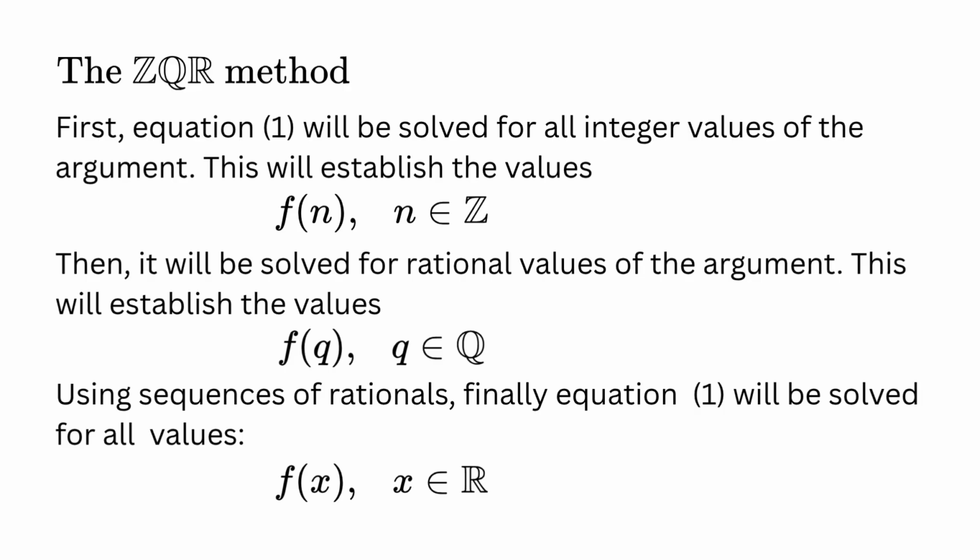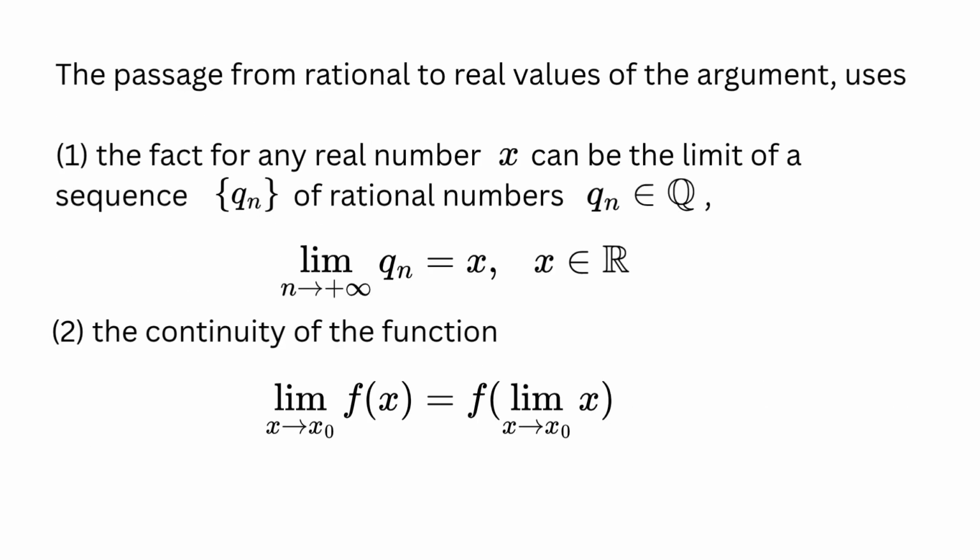As a quick comment, it should be mentioned that Efthimiou called the method NQR and not ZQR, since often the domain of the function may not include negative numbers. However, in this case, the domain includes the entire set of real numbers, and hence I opted for ZQR. The passage from the second to the third stage makes use of 2 important results. The first result is that any real number can be represented as the limit of a sequence of rational numbers. The second result is that the continuity of a function allows the exchange of the limit and the operation of the function. We are ready now to work out the solution of Cauchy's equation.